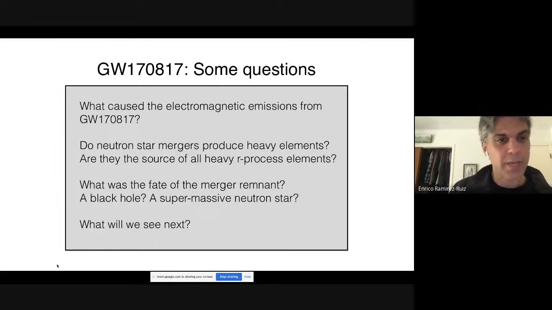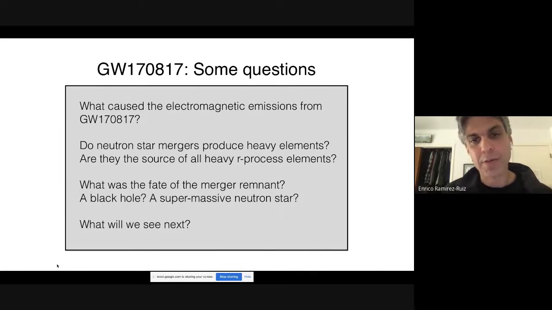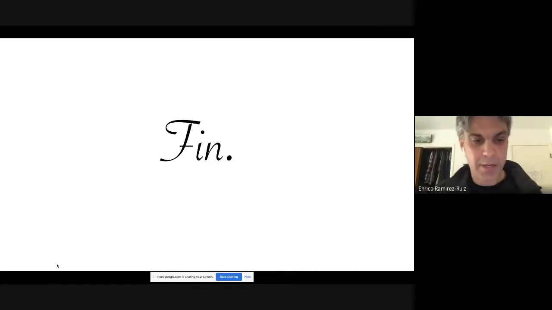So I'll stop there. There's, of course, a lot of discussion, and Fabio, Diego, and others have been working really hard in thinking about the jet emission of the system. Do you produce a jet or not? Do neutron star mergers produce all heavy elements, are they the sources of all r-process elements? Is every single neutron star merger the same or not? Did this object collapse to a black hole or not? So I'll stop there and I'll take questions.